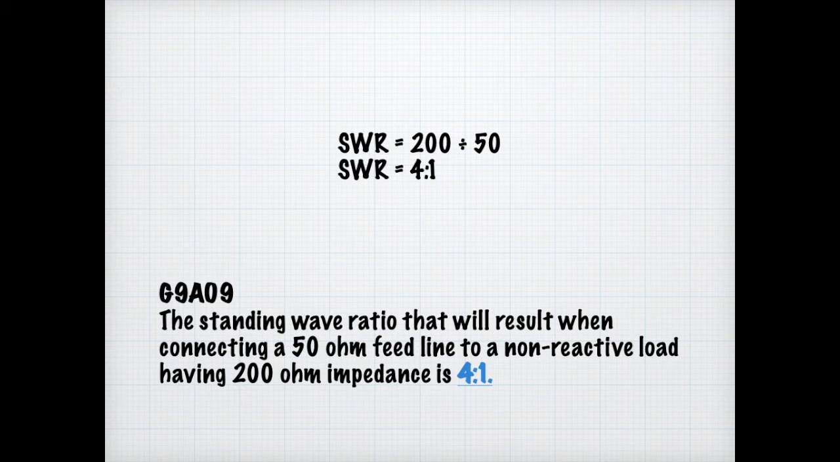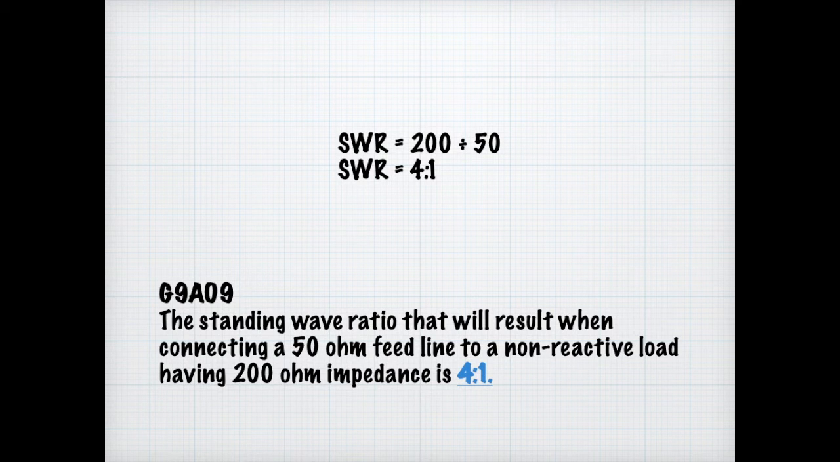For the exam, you need to know how to calculate the standing wave ratio, and it's basically we take our non-reactive load and divide that by our feed line. So in this case, we have a non-reactive load of 200 and a feed line of 50 ohms. So we divide the 200 by 50, and we get a 4:1 SWR ratio.